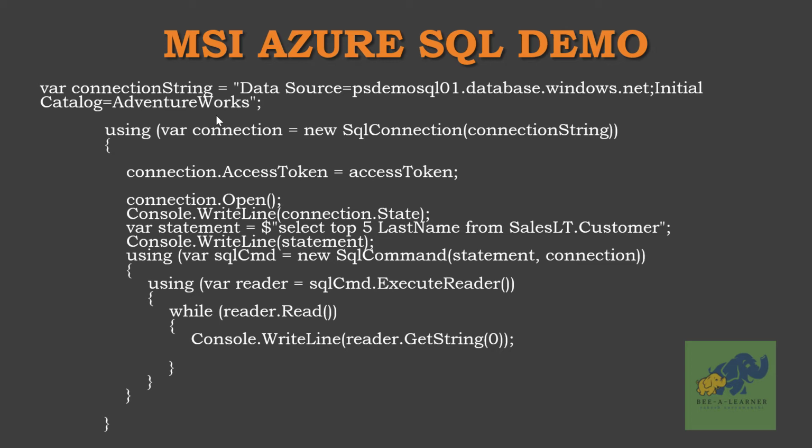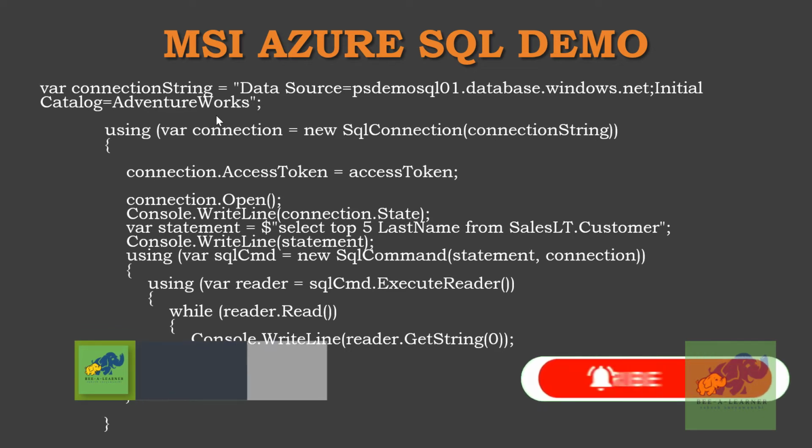So we are passing the access token here so that it opens the connection, reads the data, and then displays the data on your screen. This is how it is going to work. There is no need to provide any username and password. I'll jump into the demonstration of how it works, and I'll show you how you read the data.